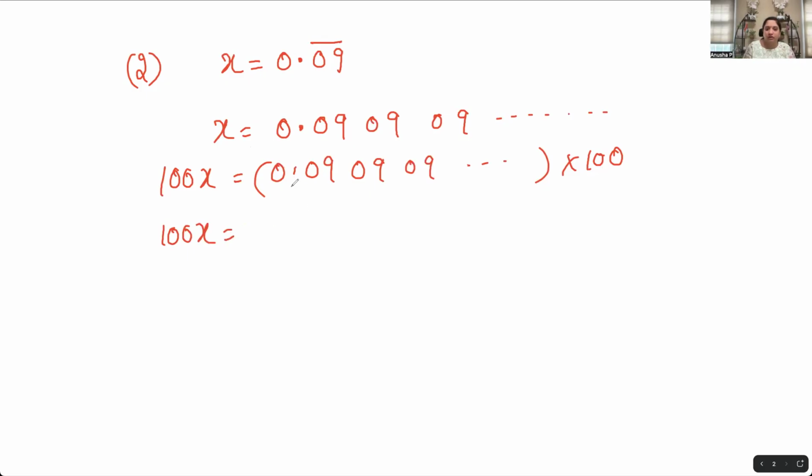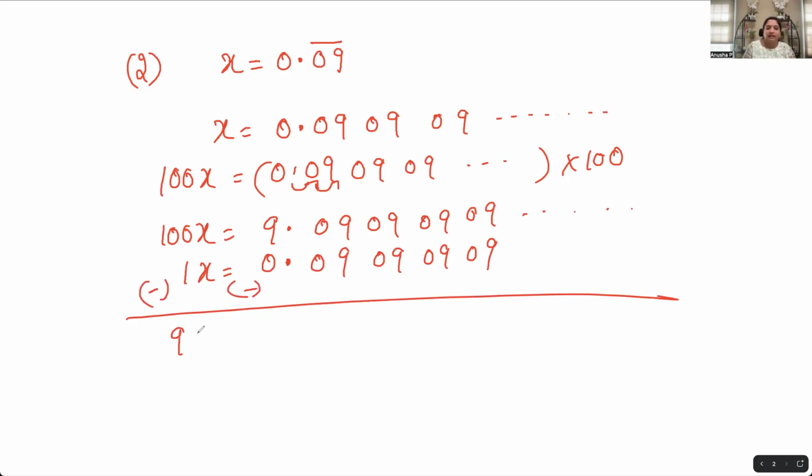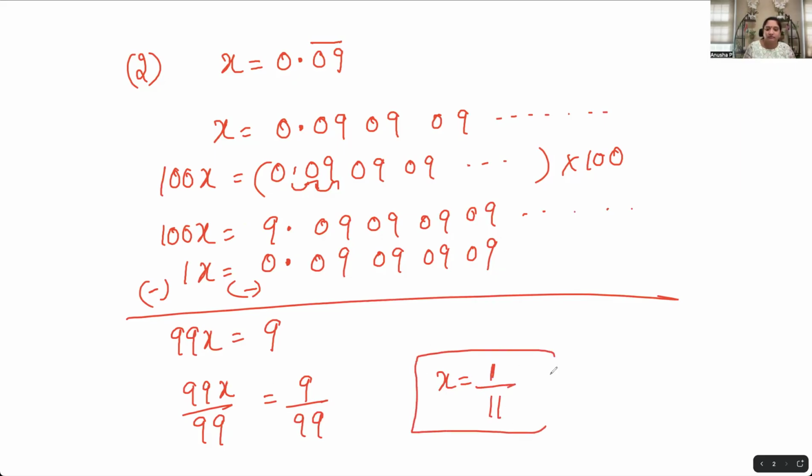100x is equal to, when you jump two places to the right, it will become 9.090909. Okay. And now what is the original? 1x, the original question, is 0.090909. When you subtract both the numbers, 99x is equal to 9. Okay. Now we are solving for x. The reverse operation for multiplication is division. X is equal to 9 over 99, which is 1 over 11. Okay.